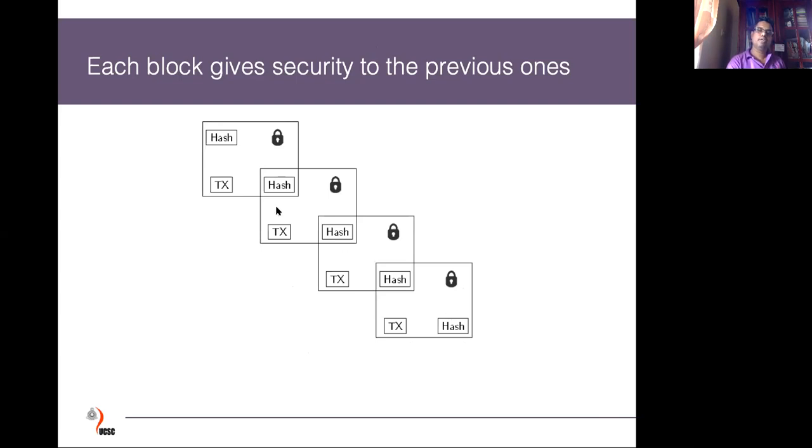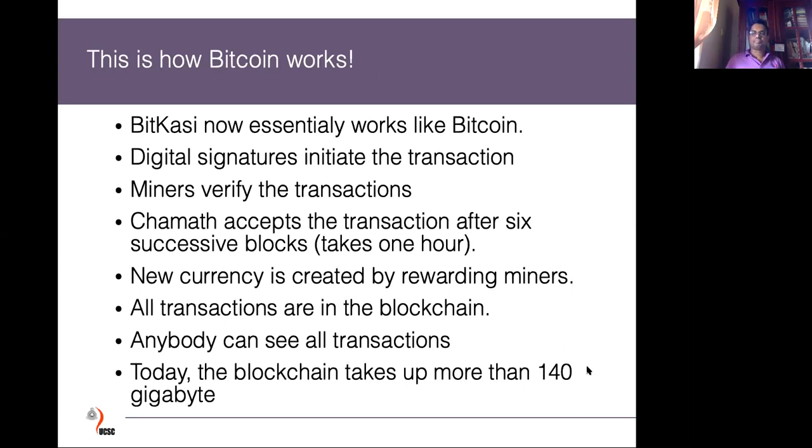Since every block uses the previous block's hash, it gives security to each block. As I mentioned, if someone wants to change a transaction in this, he has to change that and all the rest of the blocks. That is practically impossible, because before he does that, someone will create the next block, and he has to change that block as well. So it's practically not possible. That's how Bitcoin works. So I have explained to you from scratch a new currency scheme called Bitcoin.